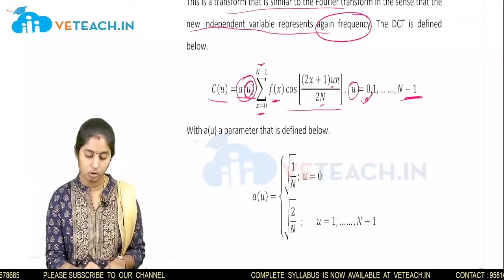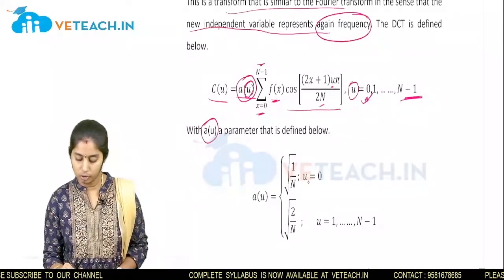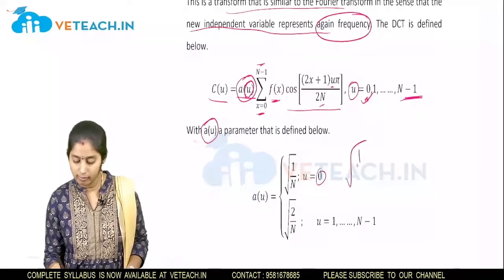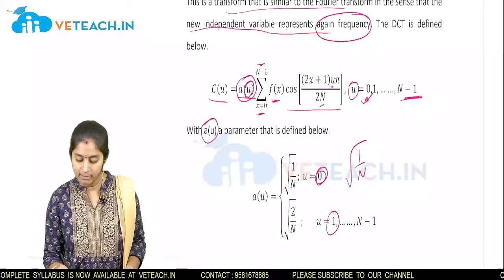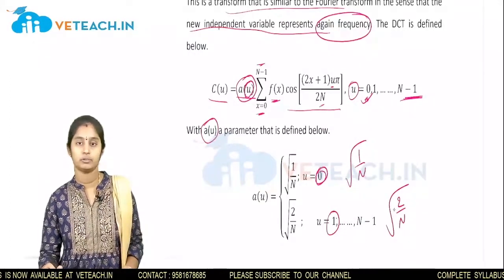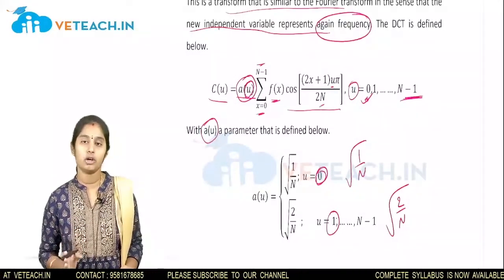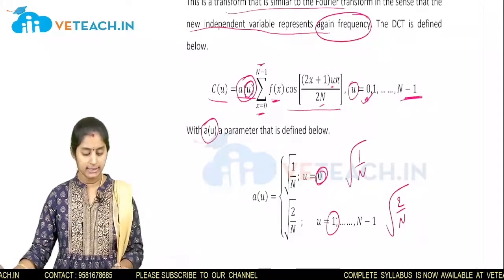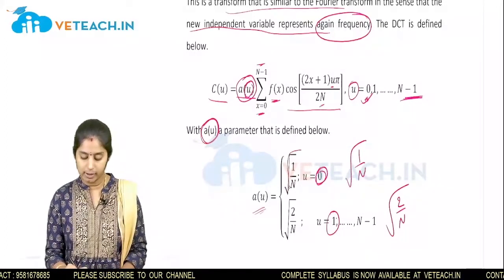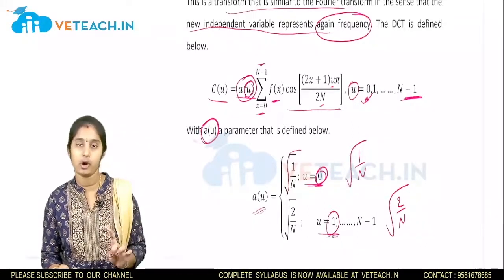So this a of u is a parameter that is defined as follows. When the u variable starts from the initial point 0, the value will be square root of 1 by n. If u starts from 1, then the value will be square root of 2 by n, because if we consider the initial value, there will be no subsequent coefficient. If we start from the following ones, then it will have some sort of coefficient value. So a of u is equal to square root of 1 by n if u is equal to 0, and square root of 2 by n if u goes from 1 to the maximum value n minus 1.